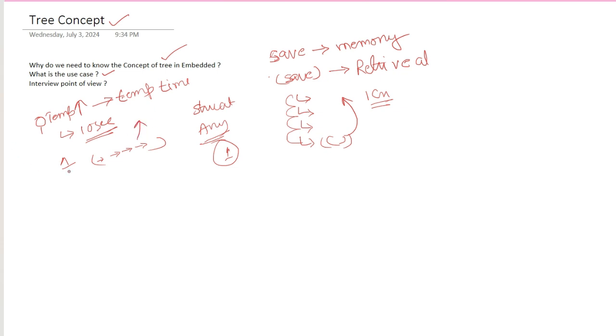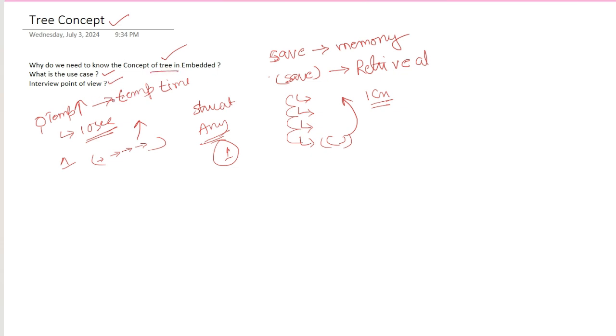This is actually a requirement in industry, where you want to save the temperature and time in a particular manner, so that the highest temperature is always stored at the first and the lowest temperature stored at the last, or you can directly access the lowest and the highest temperature without much difference in time. Then we actually need to use the concept of tree in embedded.